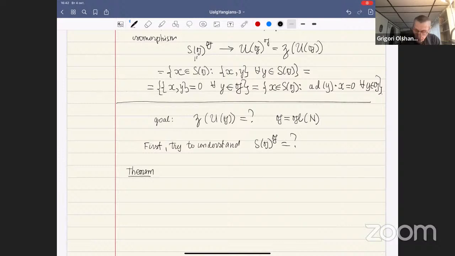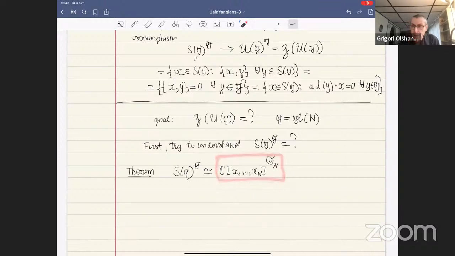The first formulation is as follows. The Poisson center is isomorphic to the algebra of symmetric polynomials in n variables. So take the algebra of polynomials in n variables. There is a natural action of the symmetric group by permutations of the variables, and the invariants, this is my notation for the subalgebra of invariants. And I claim that there is some natural way to establish an isomorphism between this commutative algebra and this commutative algebra.